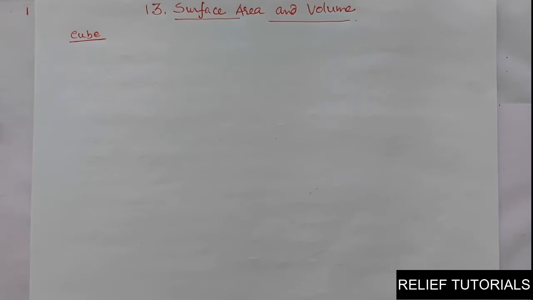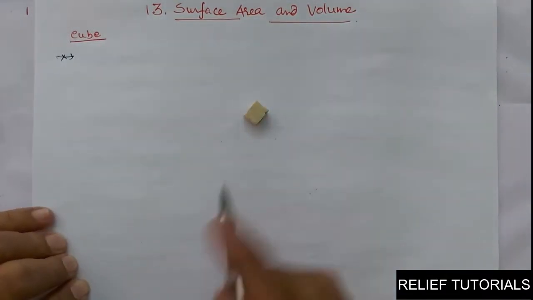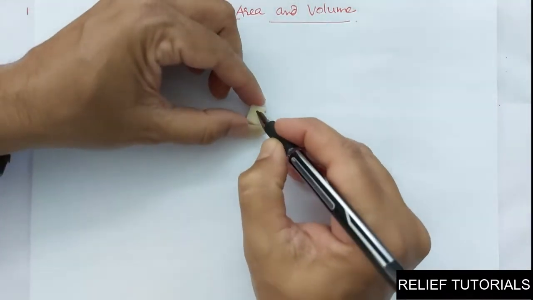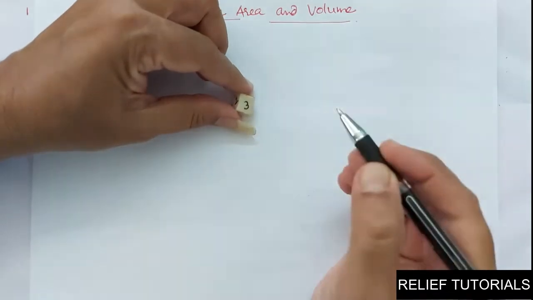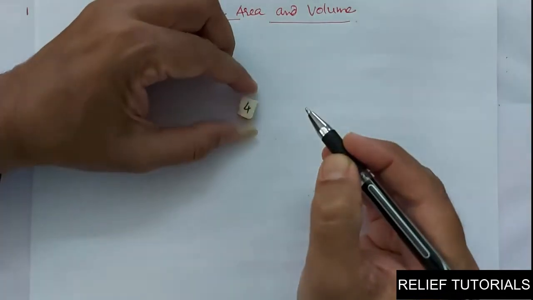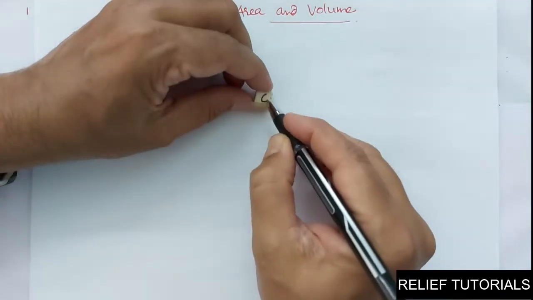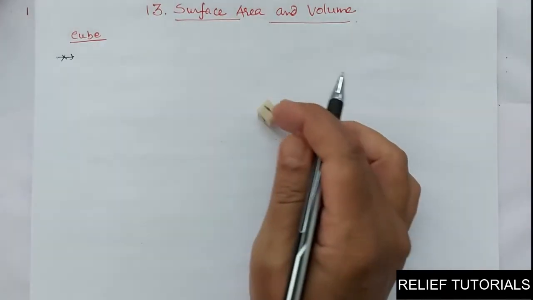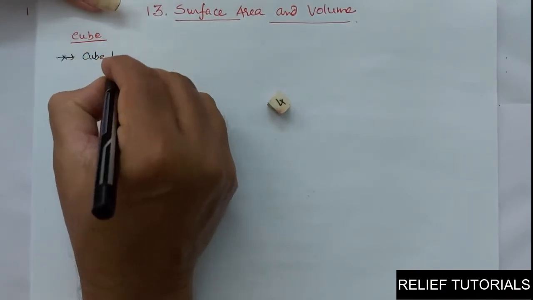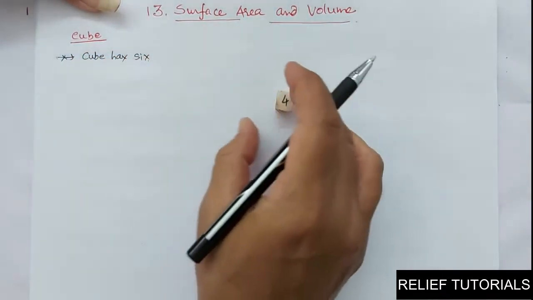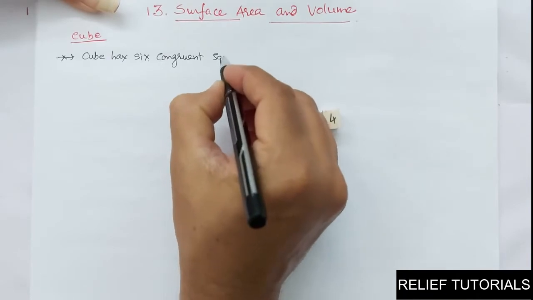So we will talk about a cube. First point, the cube has 6 congruent square faces. 6 faces it has. See, this is 1, this is 2, this is 3, this is 4, this is 5, and this bottom is the 6th face. So it has 6 congruent square faces.